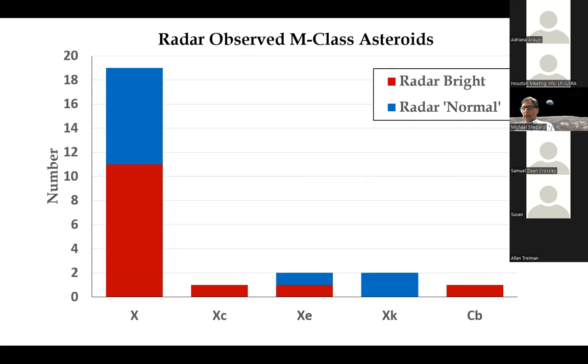If you look at the SMAS classification, again, the sample is pretty skewed. We mostly looked at just X class. There were a few XC, XE, or XK asteroids. Nothing obvious stands out here, and I did put the CB down here, which is radar bright. The blue is what I'm calling radar normal, or it's elevated with respect to the S and C class, but it's still less than what I'm calling radar bright.